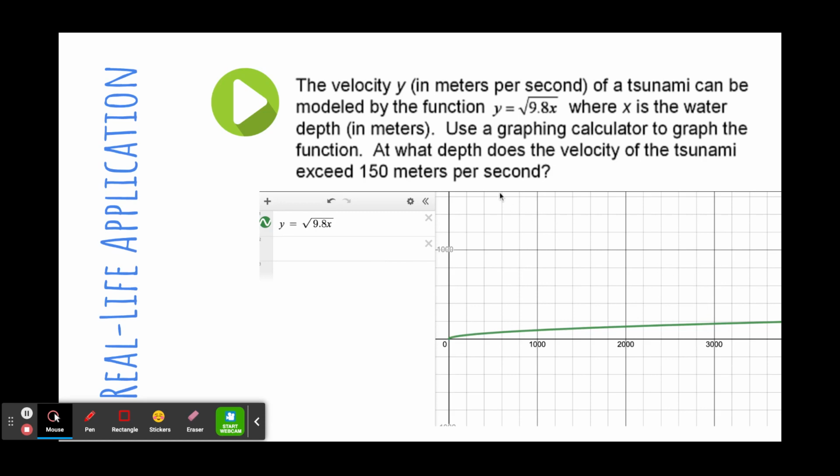Okay. Now, when we're talking about, at what depth does the velocity exceed 150, right? That means that y is going to be what? Greater than or equal to 150. So we're talking about the range there. So we're talking, over here, and then where would it intersect or meet up with our graph, and what value for x would we expect, for the water depth in meters. So let's take a look at what it looks like.